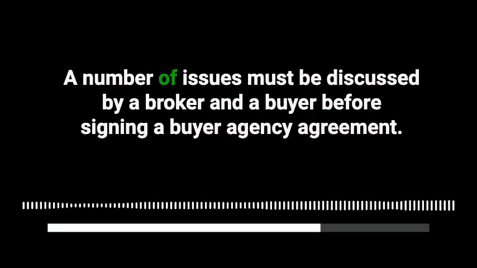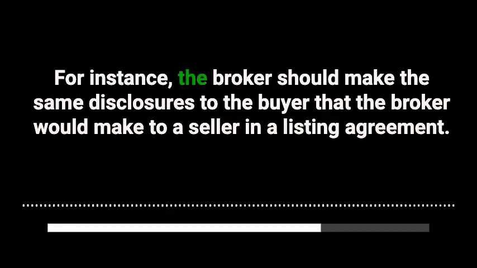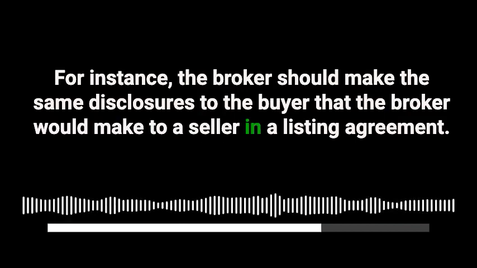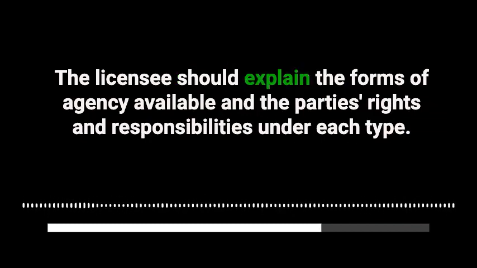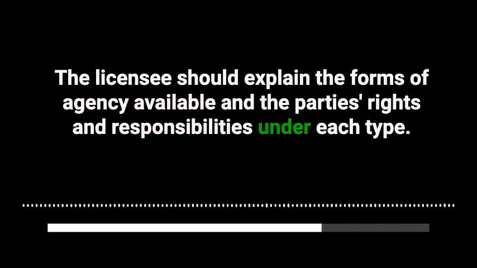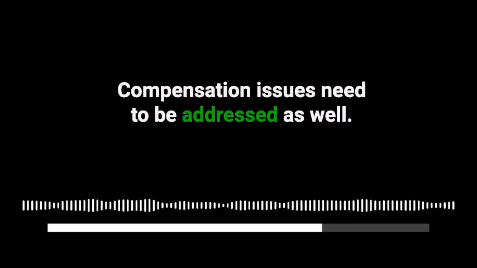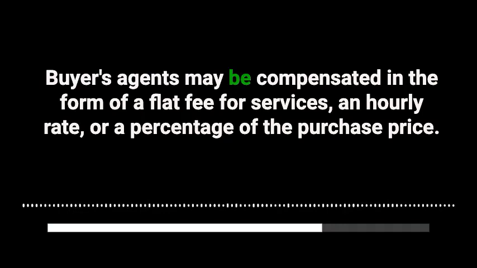A number of issues must be discussed by a broker and a buyer before signing a buyer agency agreement. For instance, the broker should make the same disclosures to the buyer that the broker would make to a seller in a listing agreement. The licensee should explain the forms of agency available and the parties' rights and responsibilities under each type. The specific services provided to a buyer client should be clearly explained. Compensation issues need to be addressed as well.